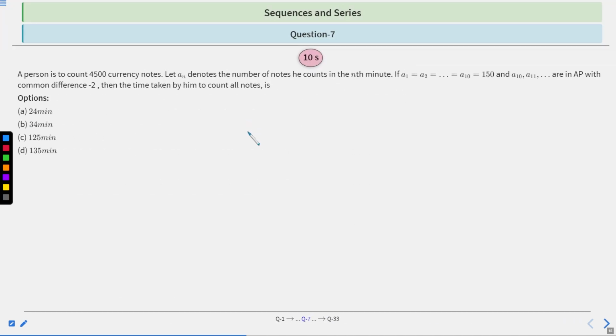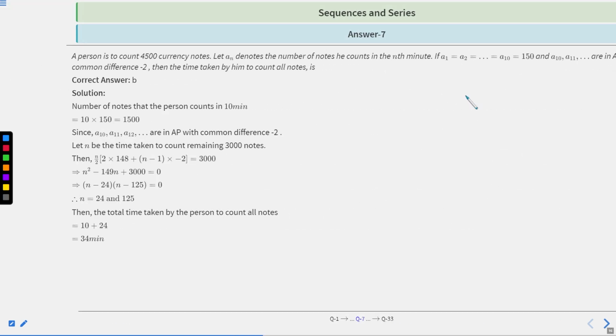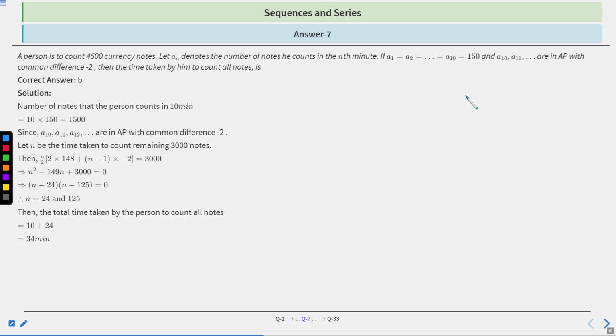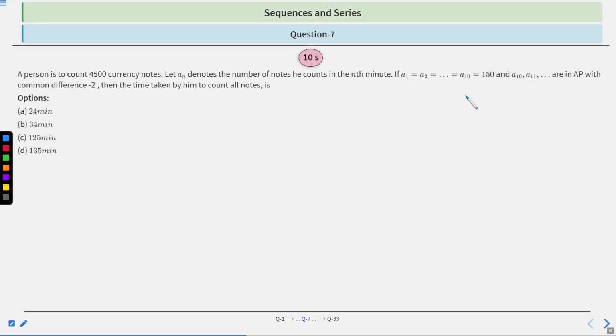Now let's move to question number 7. A person is to count 4500 currency notes and let AN denote the number of notes he counts in the nth minute. If A1 equal to A2 till A10 is equal to 150, and A10, A11 are in AP with common difference -2, then the time taken by him to count all notes is. So we will go to the solution part after 10 seconds.